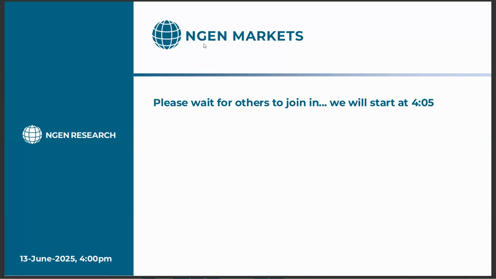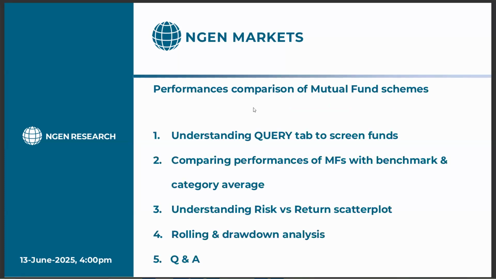By the time the others join in, let's have a look at today's webinar topic. Today we will be talking about how you can compare mutual funds from a specific category. In order to shortlist funds, we would be making use of the query section that is available in the fund section. Multiple parameters you could input to shortlist your list of funds from a specific category that you're looking upon.